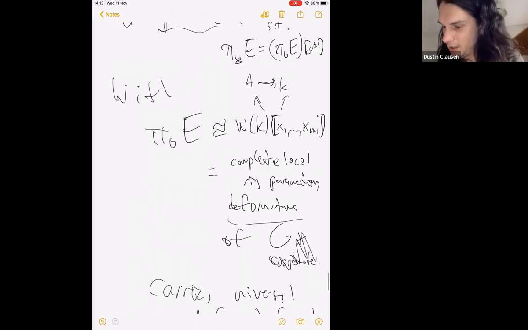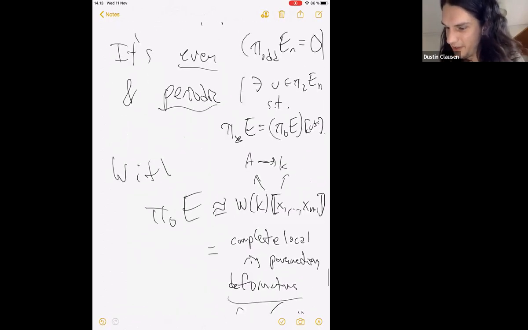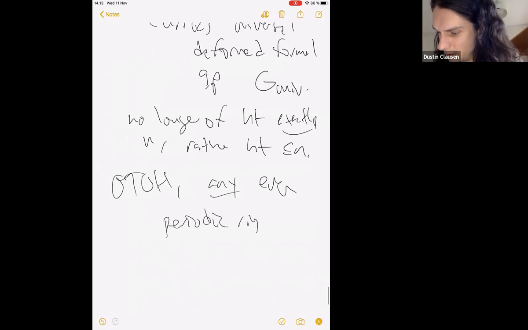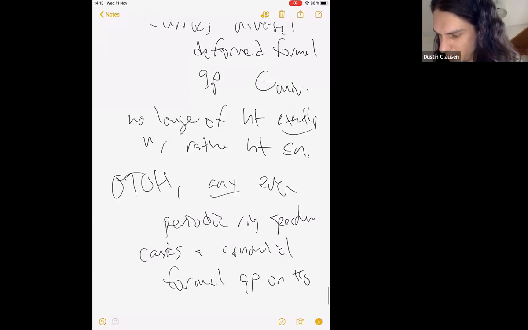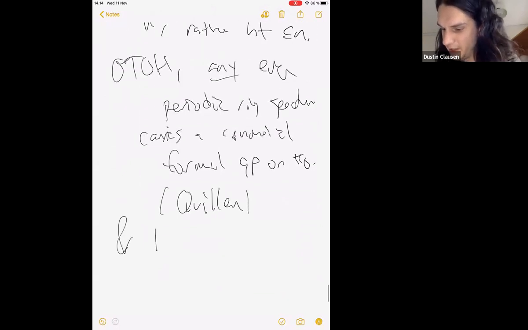Okay, so that carries this formal group. And the other thing you need to know about this Morava E theory is that any even periodic ring spectrum carries a canonical formal group on pi naught. This is an observation due to Quillen, and I won't explain the details of how this works. And for Morava E theory, these agree.